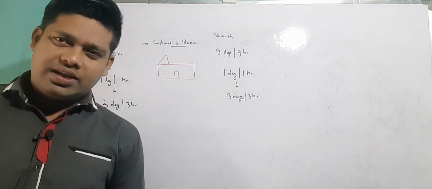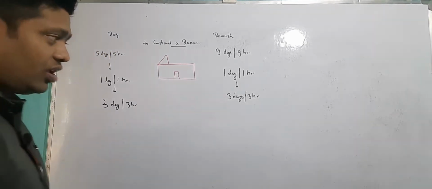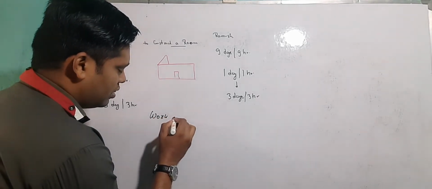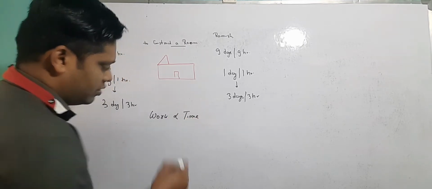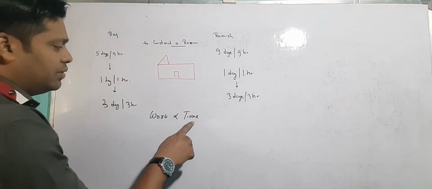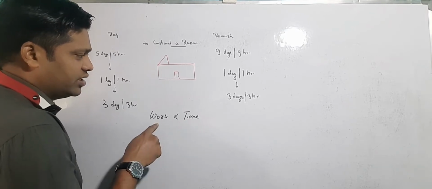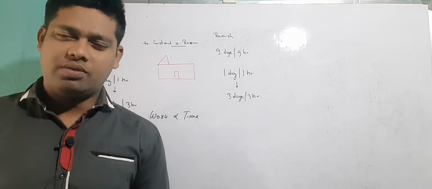So what does this say? That work and time are directly proportional. We can say that work and time are directly proportional, which means if the time is increasing, the work is increasing. If time is decreasing, work is decreasing. That's what I have shown you here. So this is what the chapter is about.